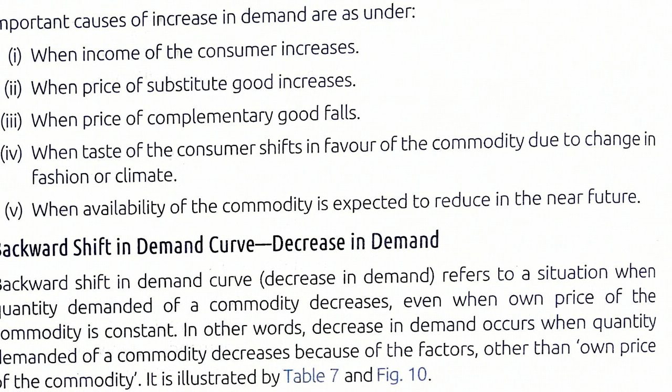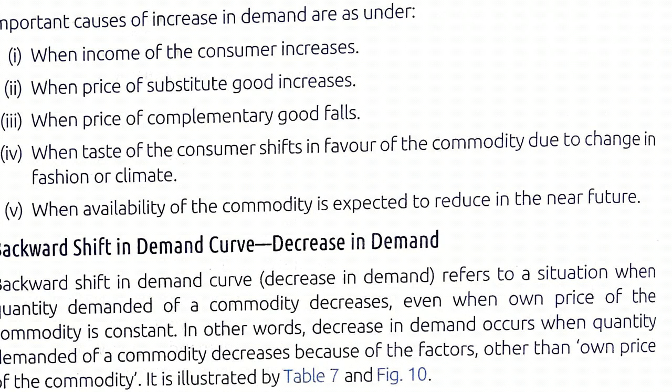So sometimes it may happen that due to change in fashion, one particular type of garment is in fashion and the consumer may purchase more of that particular garment, although the price of the garment may remain constant or it may increase also. Then when availability of commodity is expected to reduce in future.